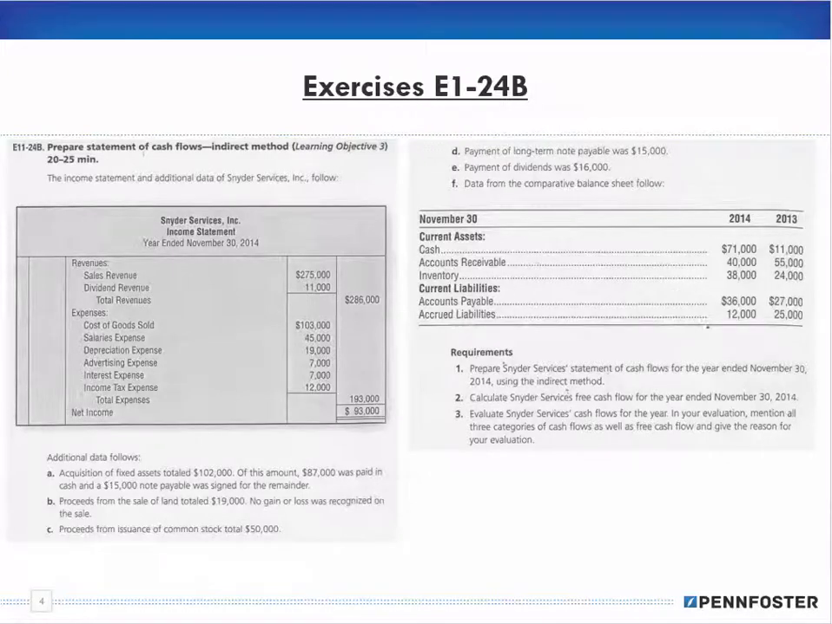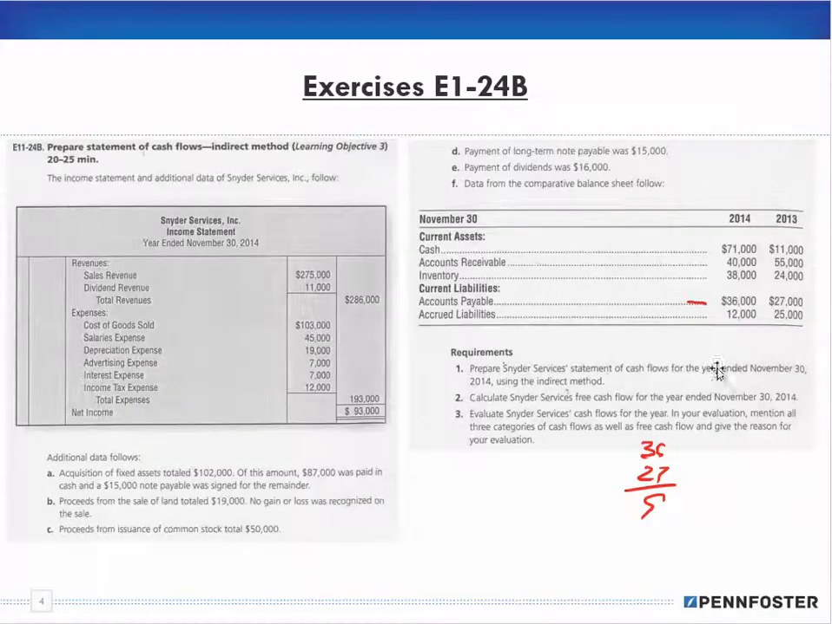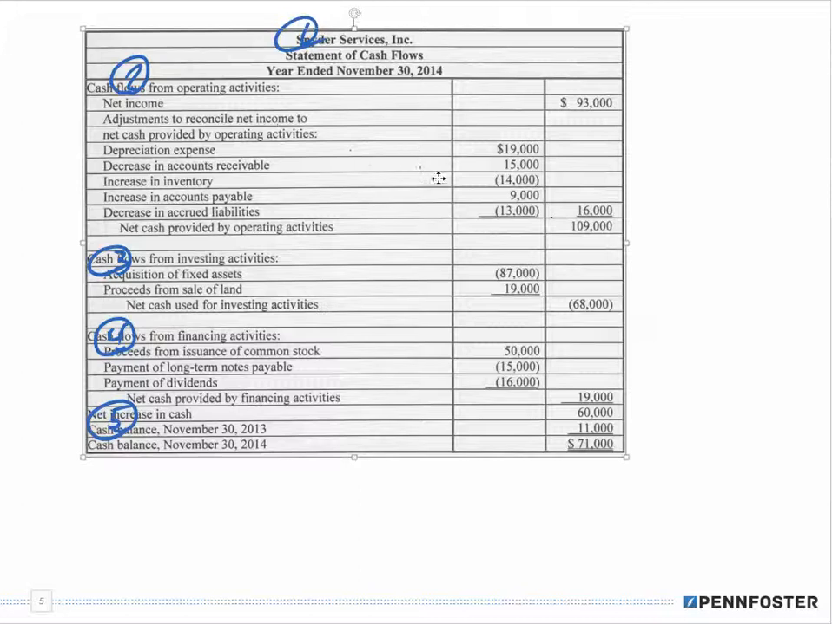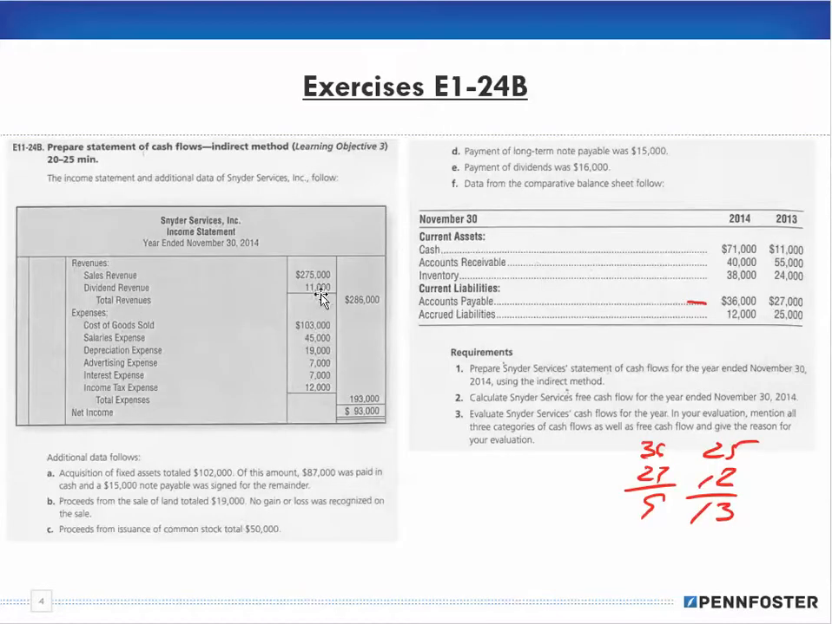All right. So our accounts payable, we have 36,000 less 27. So that's 9,000. And since that is an increase in our accounts payable, that's an additional 9,000. And then we have to look at our accrued liabilities. The difference between 25 and 12 is 13,000, right? So we subtract out the 13,000, and that's for Snyder Services and the information that we're given. We don't have to look at anything additional.